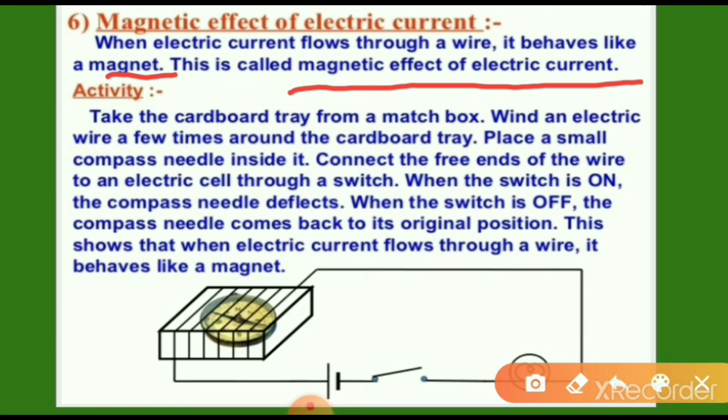Let us discuss one activity here. What is the relation between magnetic effect and electric current? So here is the activity. What are the materials required? Here we have to take these.